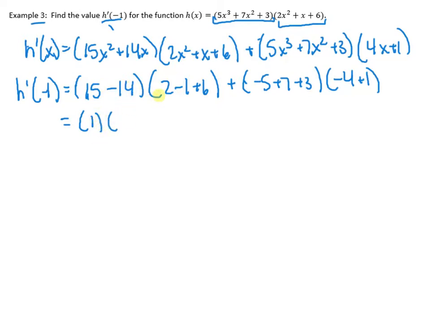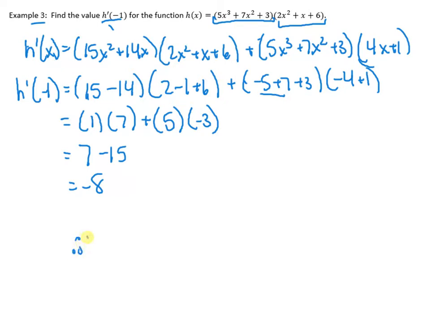So 15 minus 14 is 1. 6, 7, 8. 8 minus 1 is just 7. Plus, this is 2, 3, 4, 5. And the derivative of 4x plus 1, or sorry, just -4 plus 1 is -3. So we get 7 minus 15, I get -8. So therefore, h prime at -1 equals -8.